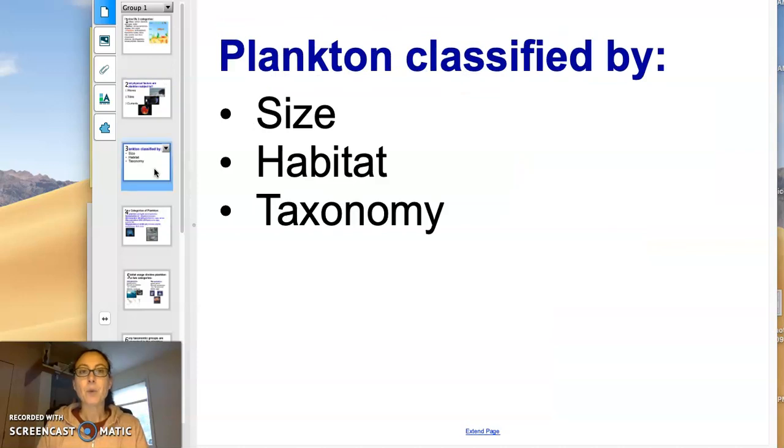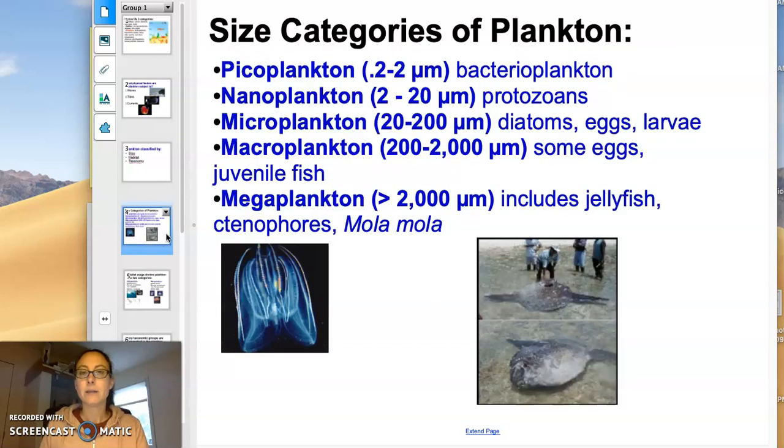So when we talk about plankton, we tend to group them in three ways. We might group them by size, so you'll see what constitutes small, big, and gigantic when it comes to plankton. We'll talk about how they use this habitat, whether they're there for the long term or only temporarily, and then what the different taxonomic or species type groups there are. So let's start with size.